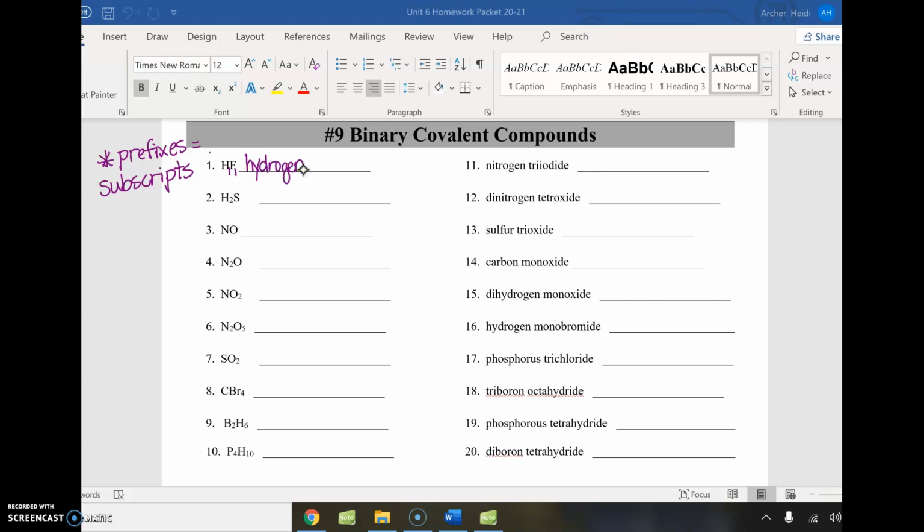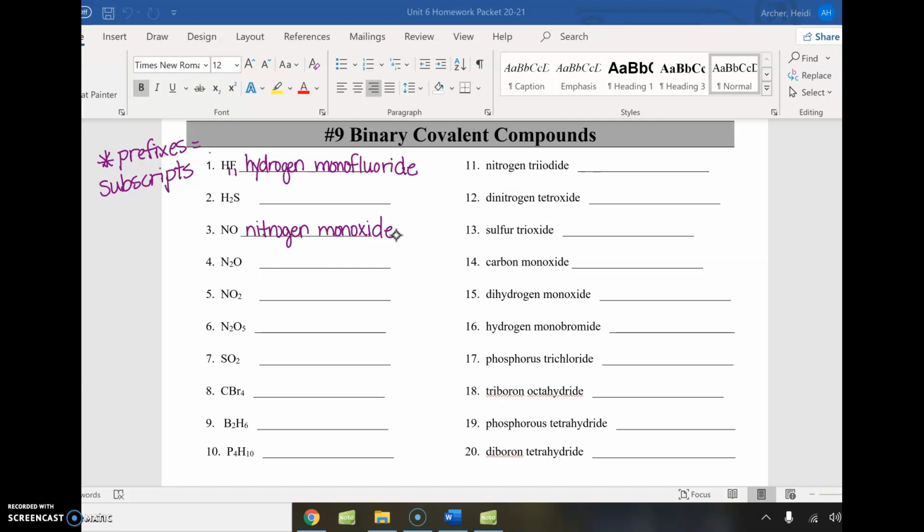But remember, prefixes 1 through 10 are valid on the second name. So this would be hydrogen monofluoride. Okay. Another one where that is true is number 3. Because we don't go one-on-one, but it would be monoxide, because prefixes 1 through 10 are valid on the second name. So I just wanted to hit on those to throw a couple of other examples in there where you don't end up using the mono on the first name.